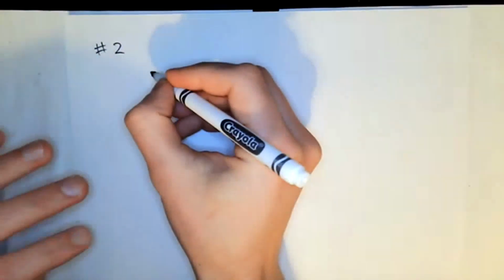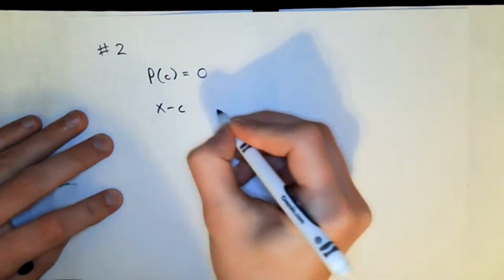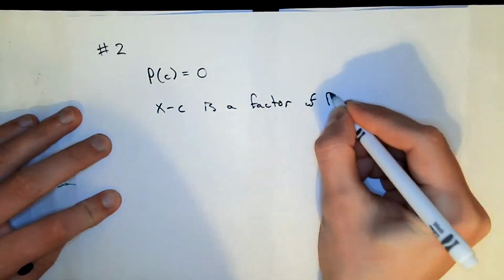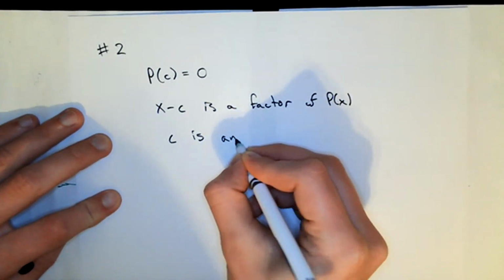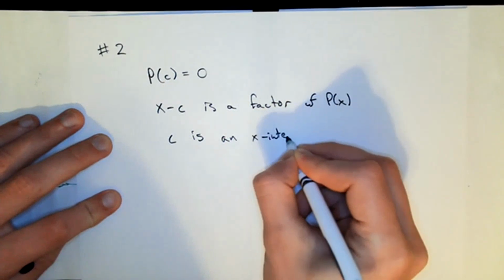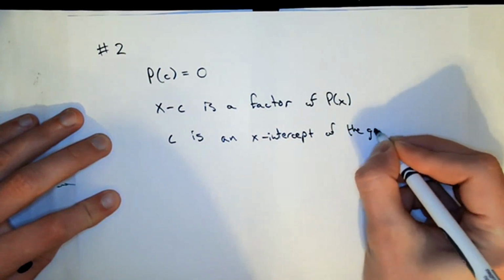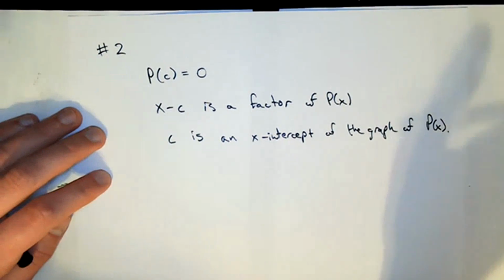Number 2 says, if C is a 0 of the polynomial, then consider the following. If C is a 0, that just means that P of C is equal to 0, right? And then that means x minus C is a factor. All of this stuff is just definition stuff. And then C is an x-intercept of P, or really the graph of P is the appropriate way to say that. Not just P, but the graph of P of x, or just P, whatever.